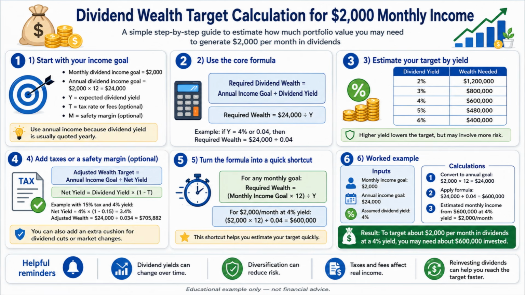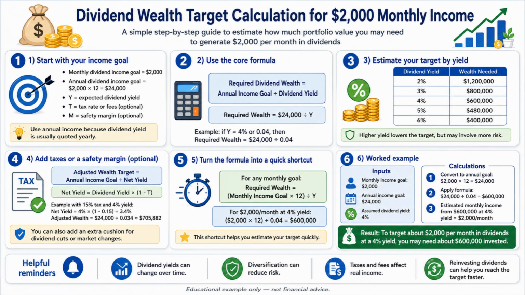Next, once you know the annual goal, you can use the core formula to estimate the size of the portfolio you may need. The formula is very simple. Required dividend wealth equals annual income goal divided by dividend yield. In this case, the annual income goal is $24,000, and the dividend yield depends on the type of investments you choose. After that, you can estimate your target by yield.